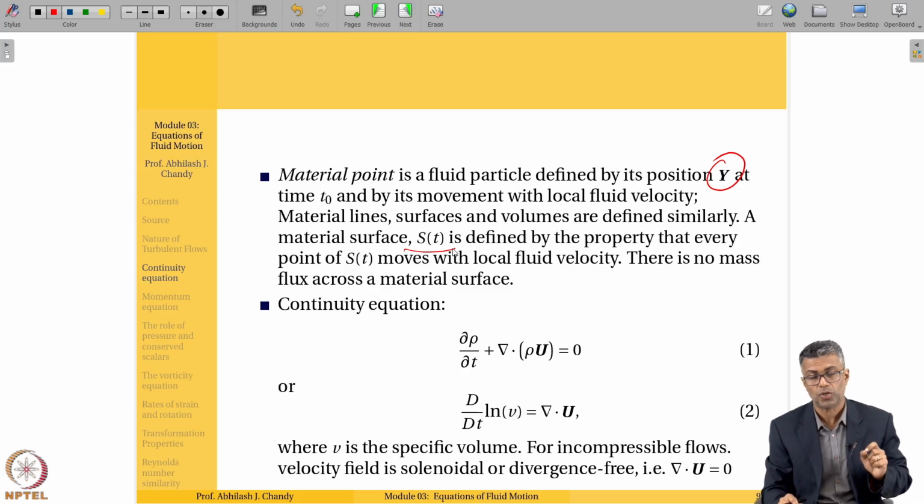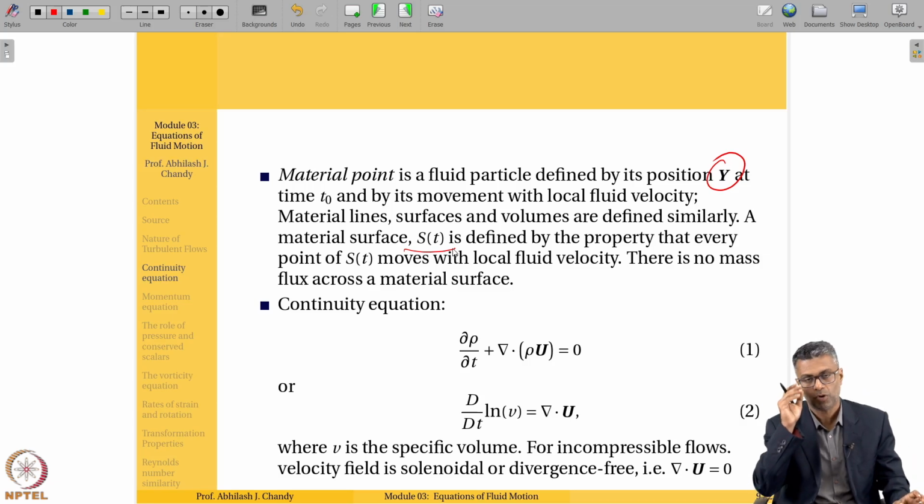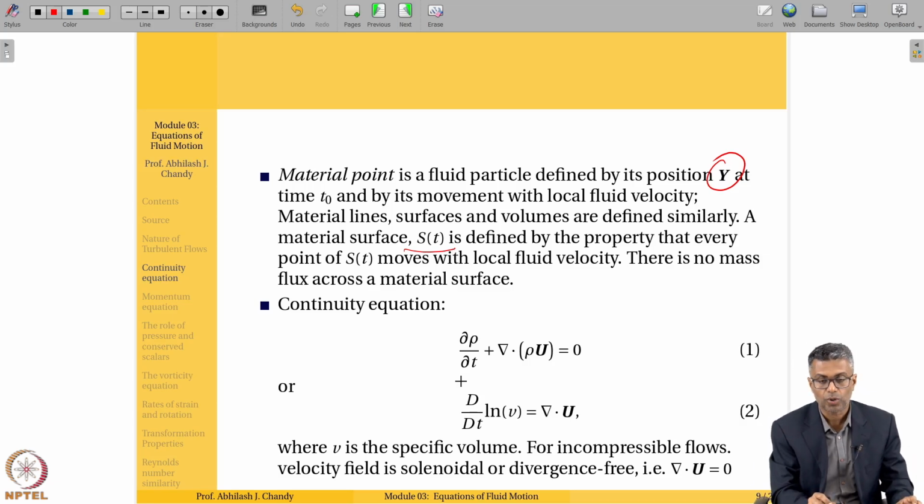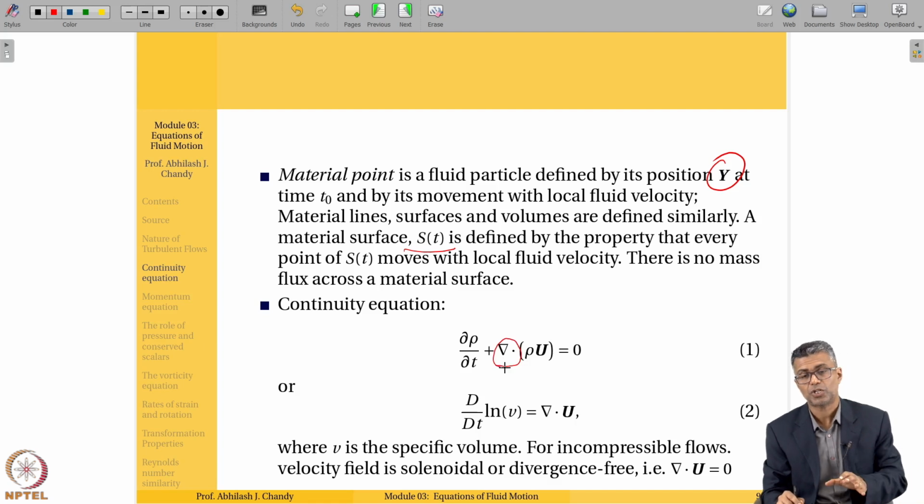Now let's go into the equations, starting with the conservation of mass, or continuity equation as we call it. It is del rho del t plus del dot rho u is equal to 0. Rho is the density, u is the velocity vector. This is the divergence operator, isn't it? Rho is a scalar, u is a velocity vector, t is time. So you have the unsteady term plus a divergence term is equal to 0.